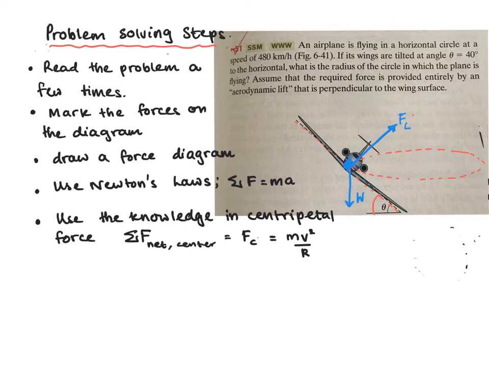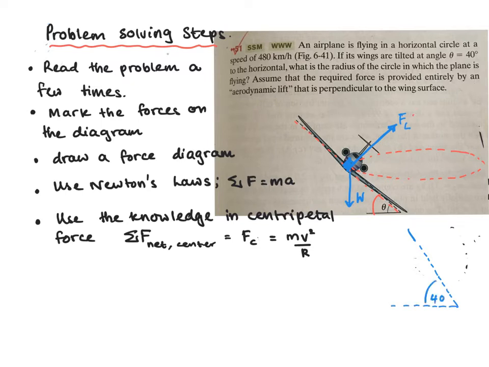Now we have two forces, and we have a circular motion, and so we are going back to the recipe given over here. I'm going to read one by one. So first thing is, read the problem a few times, that we did, and mark the forces on the diagram. We did that. Draw a force diagram. Well, the force diagram alone would be something like this. This is the inclination of the wings. Actually, that inclination is a little bit higher than what the picture shows.